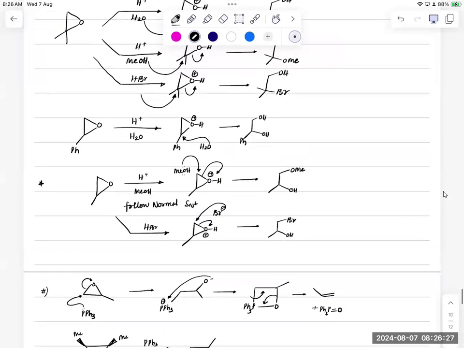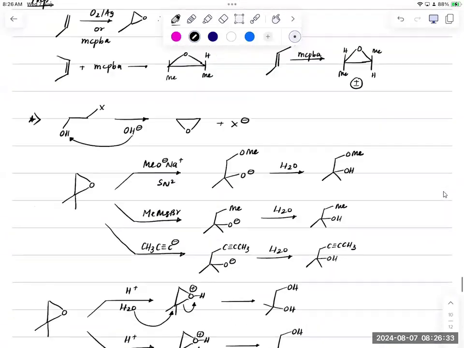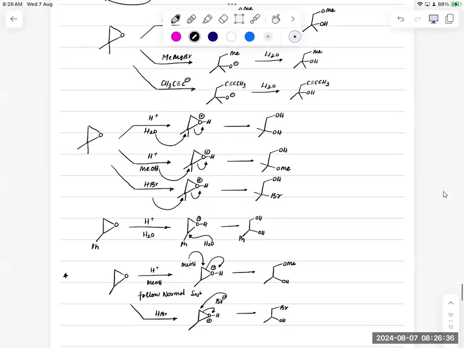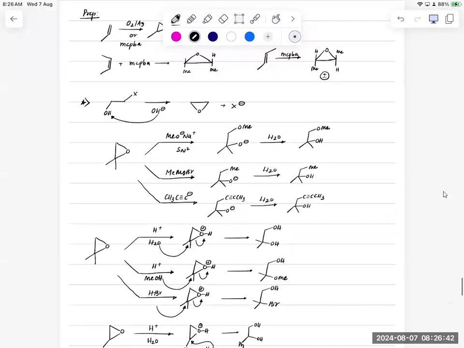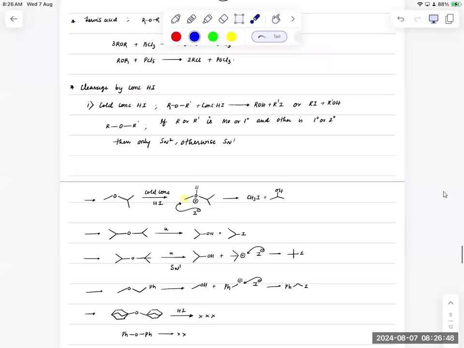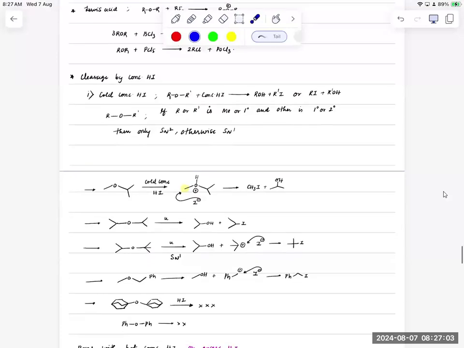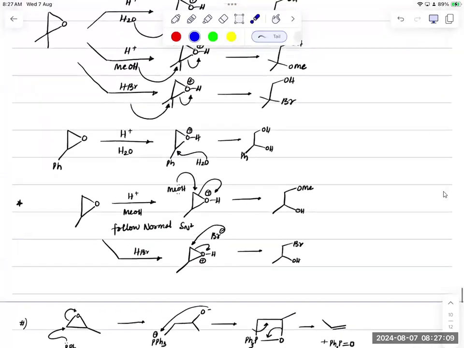Right, guys, that's it. This is how much we need to know from ethers. Mostly from ethers, if anything is asked, it is from this page only. This is page number 10. This is the area you need to revise properly, in which case what to take. Other than that, Ziesel's method and cleavage in concentrated HI: how does it happen, and how does hydrolysis happen? We have discussed it before, but I would suggest going through it once again, including which side it will go on in hydrolysis cases. That is all you need to know from this topic. So we'll stop it here.